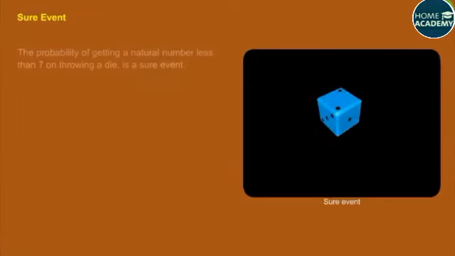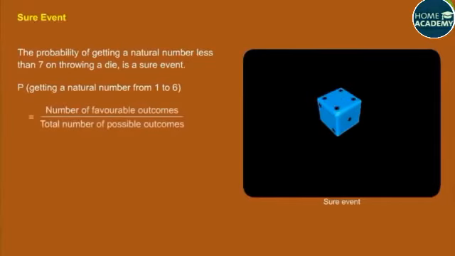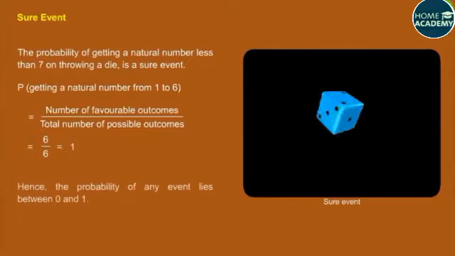Sure event. Getting a natural number less than 7 on throwing a die is a sure event. Probability of getting a natural number from 1 to 6 equals number of favorable outcomes upon total number of possible outcomes equals 6 upon 6 equals 1. Hence, the probability of any event lies between 0 and 1. Mathematically, probability of event A is greater than or equal to 0 and less than or equal to 1.